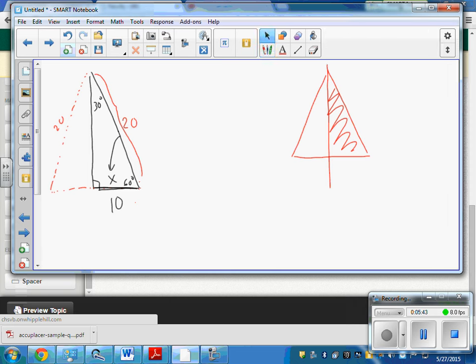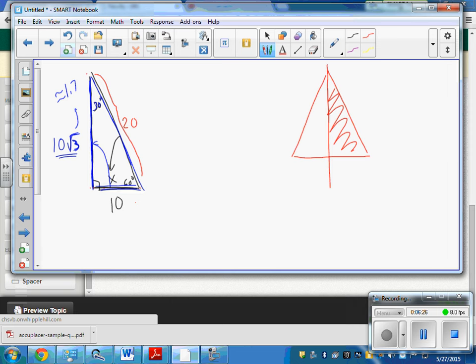Now how about to the longer leg, going from here to here? Obviously, this is longer than 10, so we're going to be multiplying 10 by some number greater than 1. The number that appears in this problem is the square root of 3. Square root of 3 is about 1.7. So this isn't quite twice as long. In fact, the hypotenuse is twice as long, but this longer leg is 1.7 times as long as this one. So think square root of 3. You might want to remember 3, 30, right? 30, 60, 90 has the square root of 3 appearing in it.